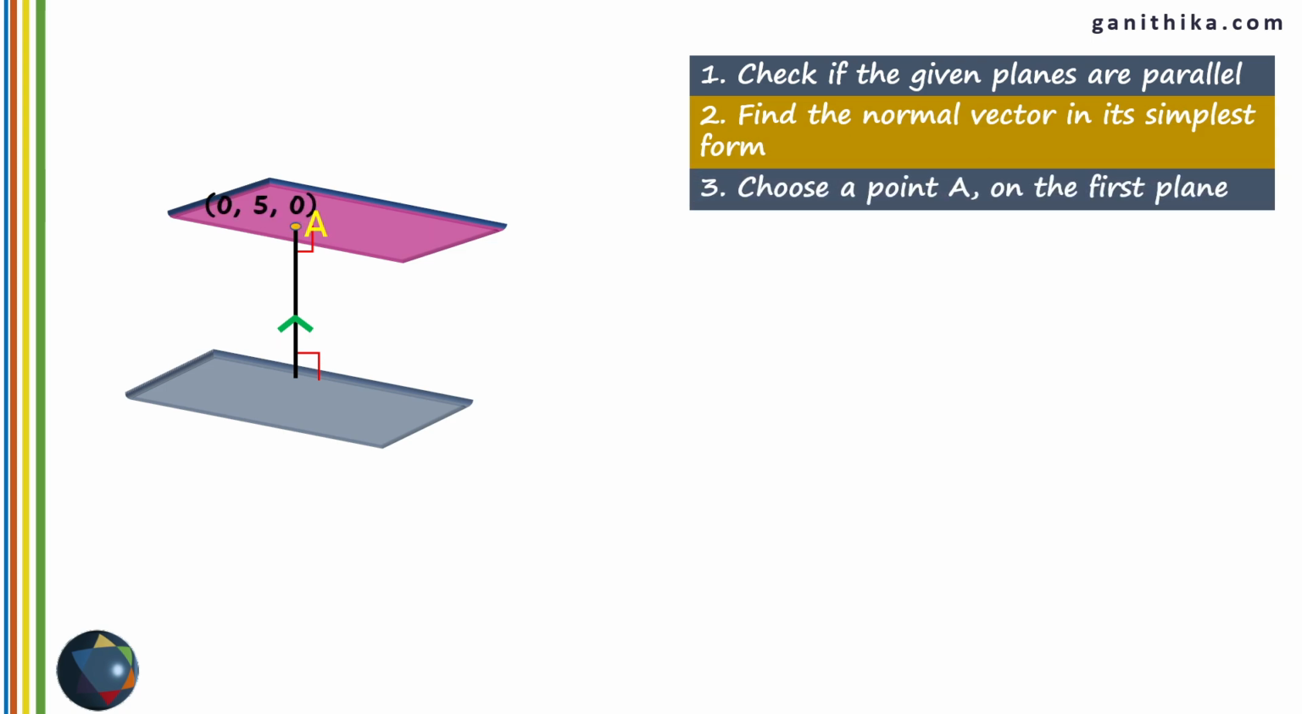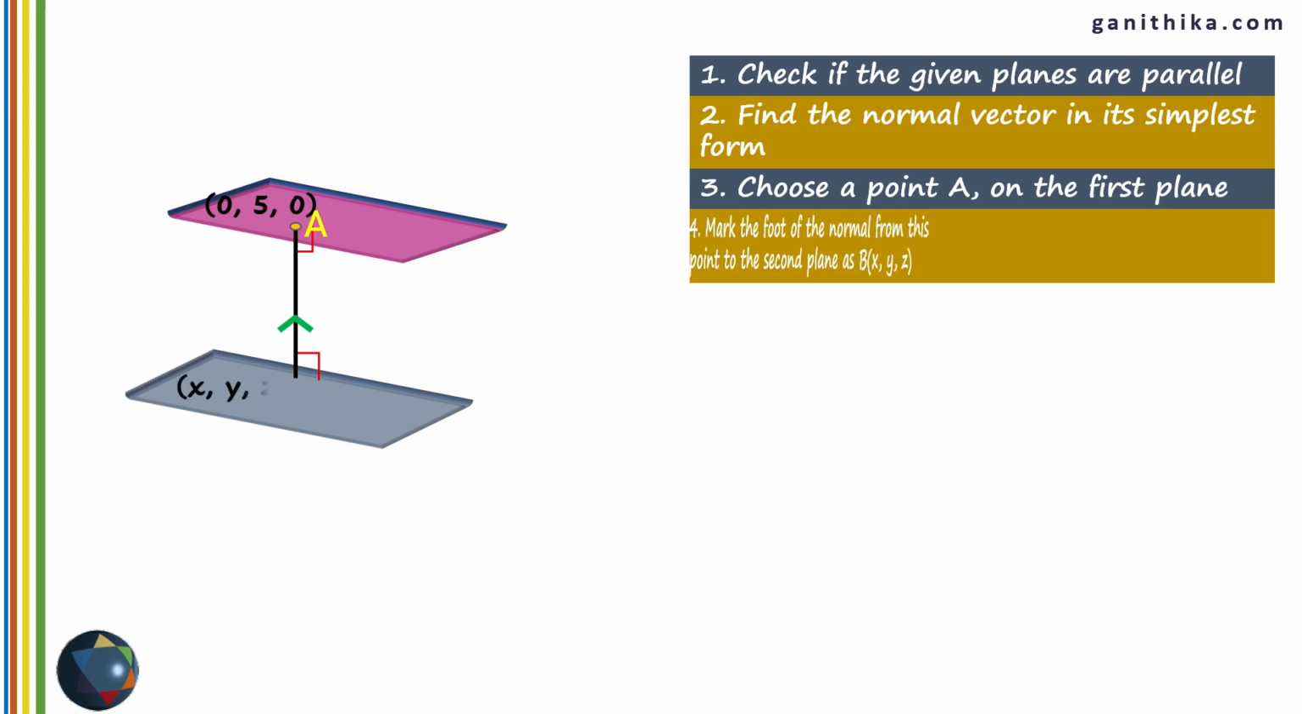Choose a point. We just chose a point 0, 5, 0 so that it's easier because x and z are zeros and 5 is the only value we have. So just substitute two of the variables x, y, z as 0 and find the third variable. That way you can always get a point on any plane. So in this case I just chose to have 0, 5, 0. You could have chosen any other point which satisfies plane 1.